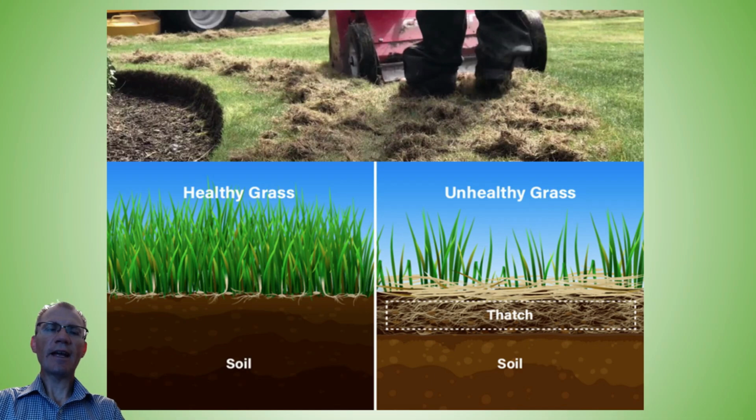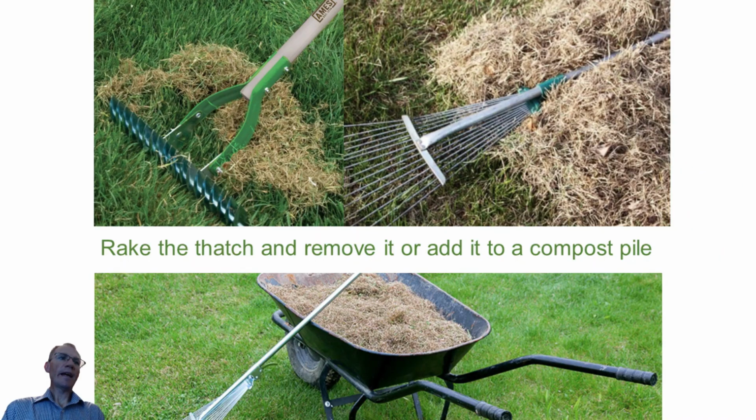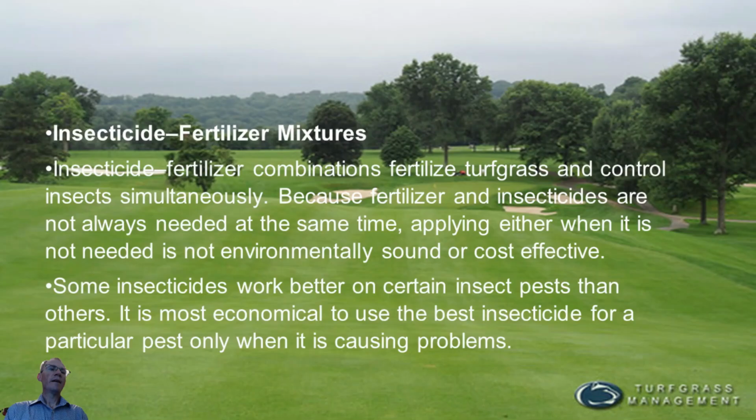Healthy grass is like a well-balanced diet. Unhealthy grass caused by excessive thatch is the complete opposite. You'll need a dethatcher or power rake for this task. These machines are specifically designed to pull up thatch without damaging the grass. Dethatchers come in all sizes for lawns ranging from postage stamp to large acreage. Rake the thatch and remove it or add it to a compost pile.